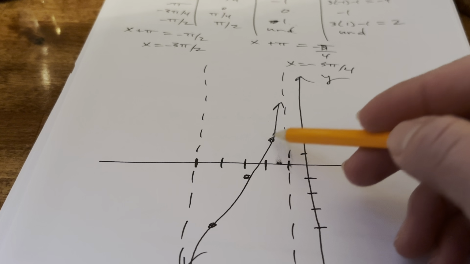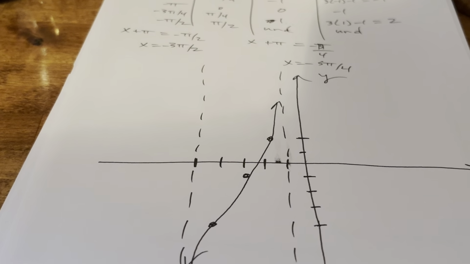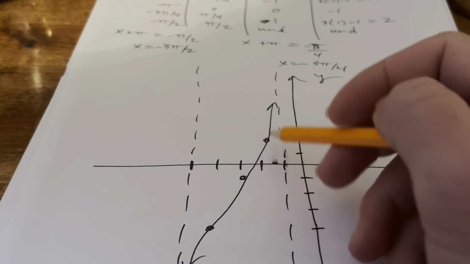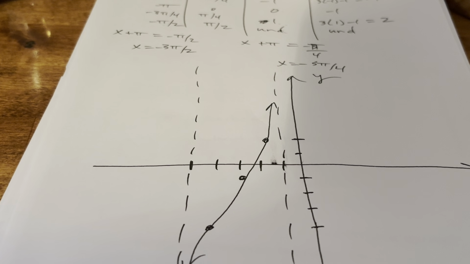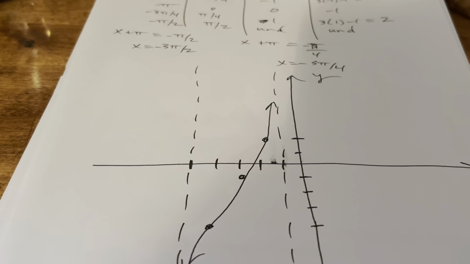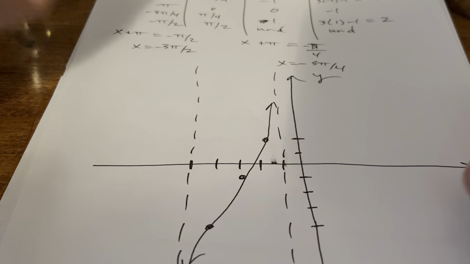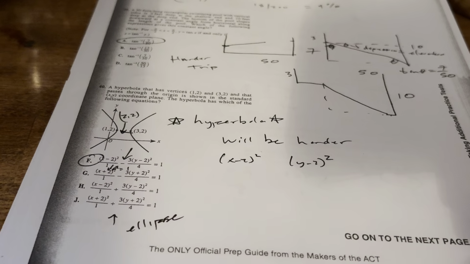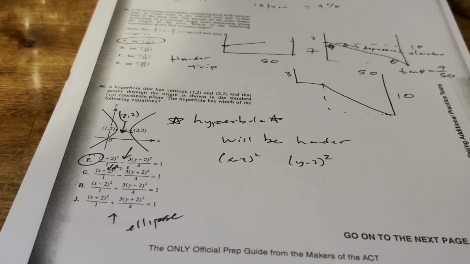Negative 3 pi over 4, it's 2. Negative pi over 2, undefined. Remember, it goes something like that. We don't have the root 3 over 3 and the root 3 in there, plus or minus, before we do something to it. So my tangent graphs will always look a little rough.